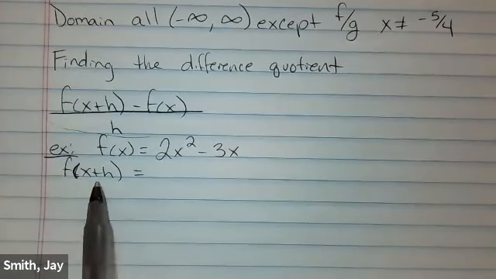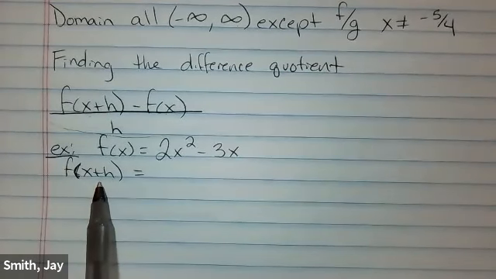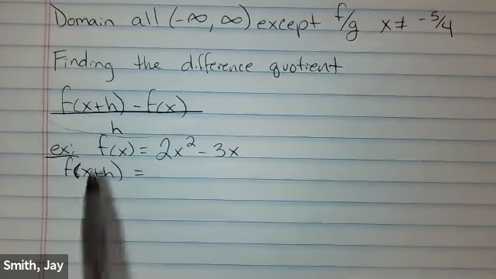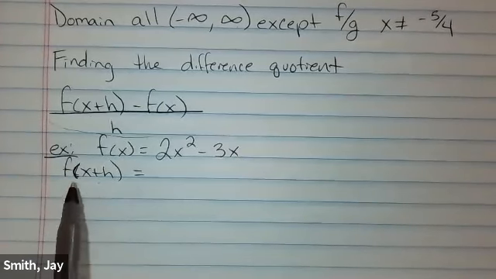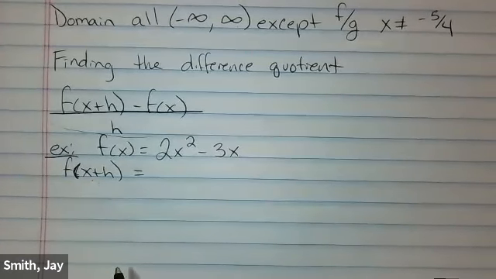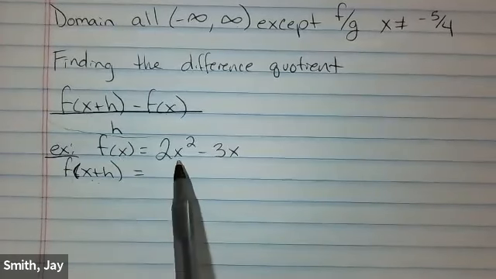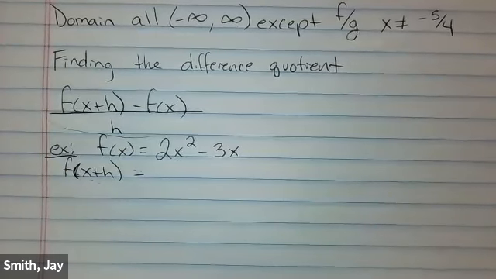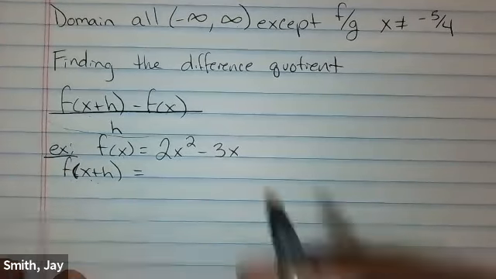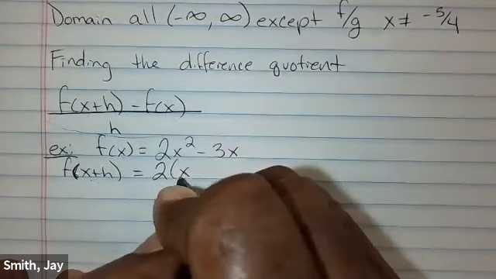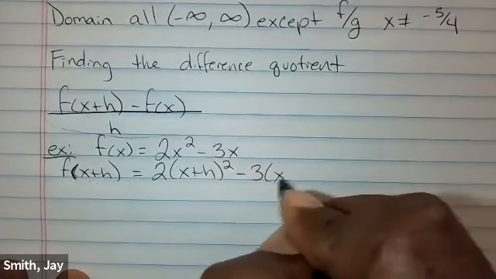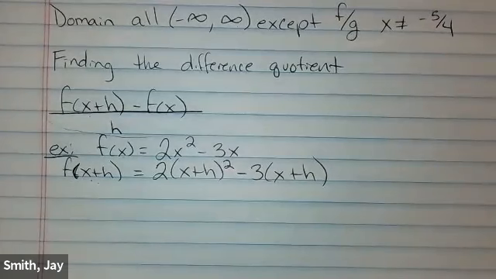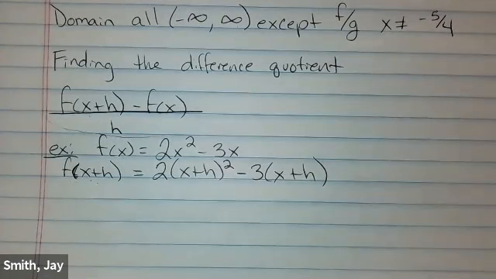So when we're looking for f of x plus h, if we were looking for, let's say, f of 7, what we would have to do is replace every x in f of x with 7 and then simplify. So if we're looking for f of x plus h, it's the exact same rule. We're going to replace every x in f of x with x plus h this time, and then look to simplify. So f of x plus h will be 2 times x plus h squared minus 3 times x plus h. So essentially all we did was go in and replace every x in f of x and substitute x plus h in.